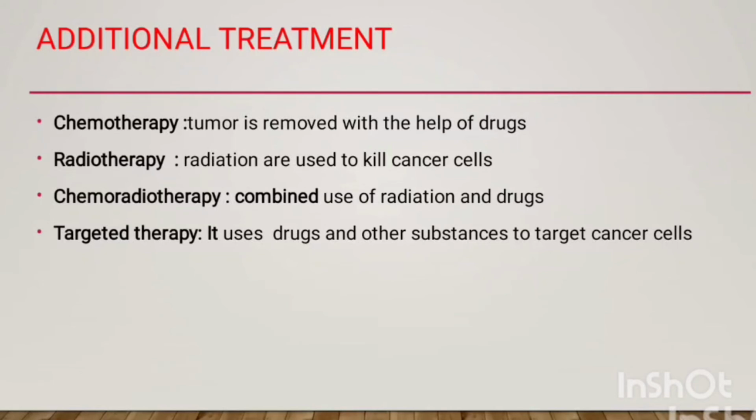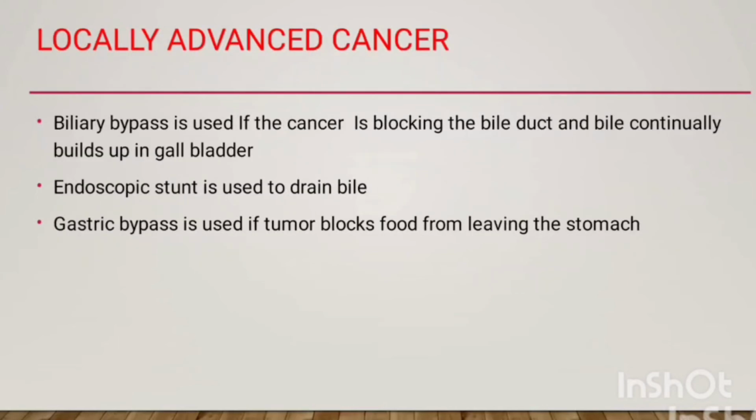So, what is locally advanced cancer? If the cancer is locally advanced, then biliary bypass is used if the cancer is blocking the bile duct and bile is building up. An endoscopic stent is used to drain that bile. Gastric bypass is done if the tumor blocks food from leaving the stomach.